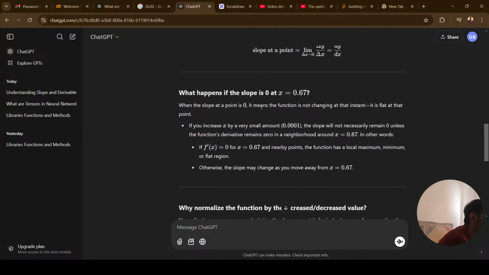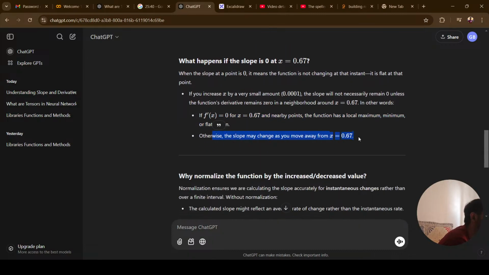What happens if the slope is 0 at x equals a point? When the slope at a point is 0, it means the function is not changing at that instant; it is flat at that point. Then the slope will not necessarily remain 0 unless the derivative remains 0 in the neighborhood. In other words, if f'(x) equals 0 at a point, the function has a local maximum, minimum, or flat region, and the slope may change as you move away from it.